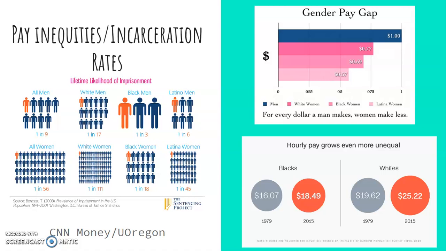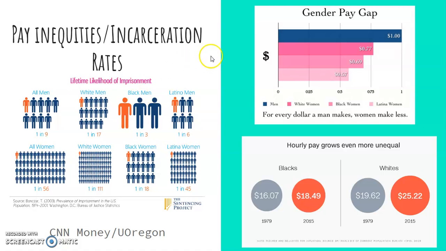Then we kind of break it down into a few different ethnicities. We have white men, 1 in 17. White women, 1 in 111. Black men are 1 in 3 chances of being imprisoned in their lifetime. Latino men is 1 in 6. Black women is 1 in 18. And Latino women is 1 in 45. So big difference across the different ethnicities.